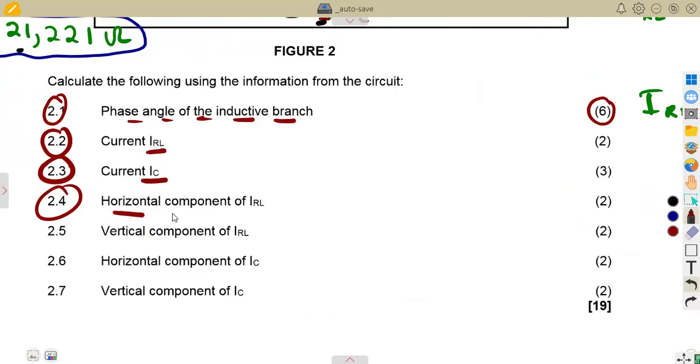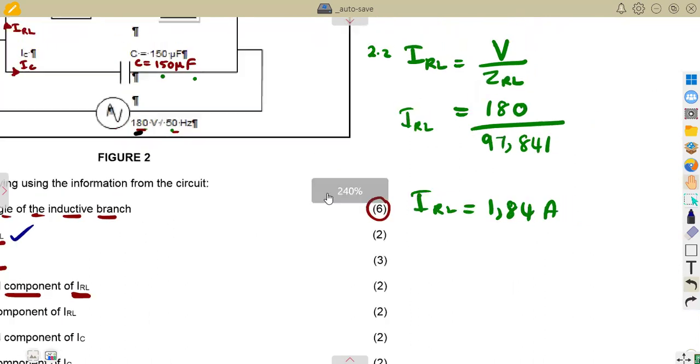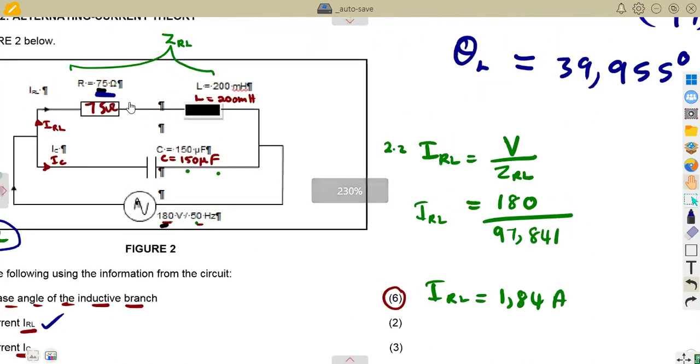Then 2.4, the horizontal component of IRL, which is from the component of the current that we calculated across the coil. These are the components that you are referring to across the coil. So that is the component. How do you determine these components? All right. Remember, guys, where we calculated IRL, it is the current that we calculated in this coil where we have got a resistor and an inductor.